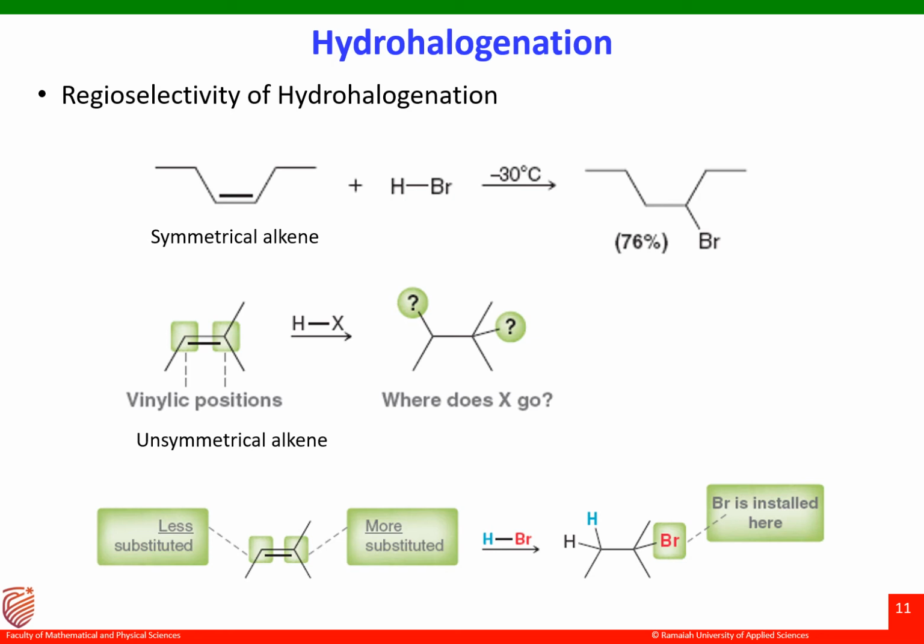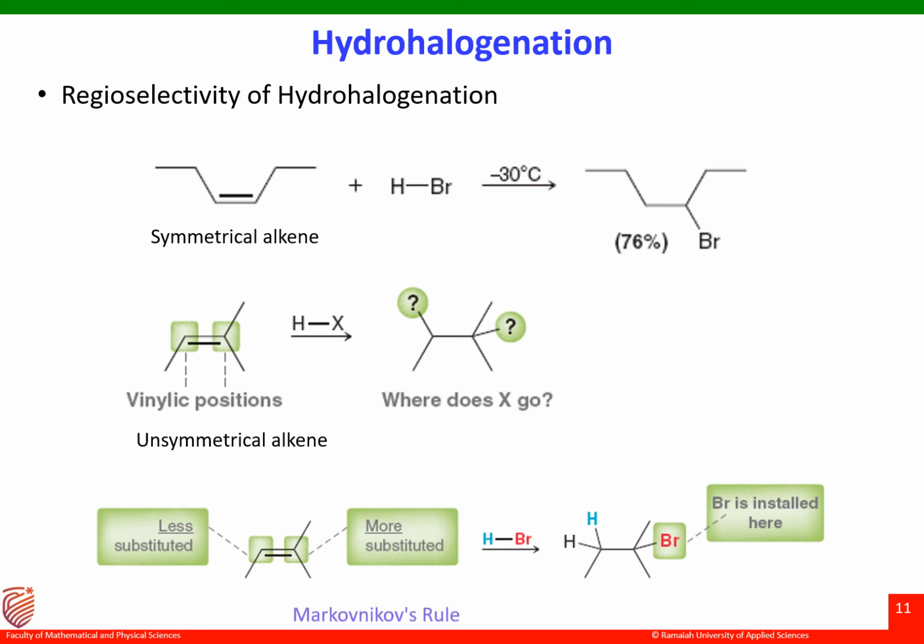Remember, the first incoming group, that is the electrophile, is added to the less substituted carbon, thereby generating a more substituted carbocation, which is more stable. Next the nucleophile will share its electron towards the more stable carbocation, leading to the formation of a stable product. In 1869, Vladimir Markovnikov, a Russian chemist, investigated this mechanism and gave a rule which we call the Markovnikov rule.